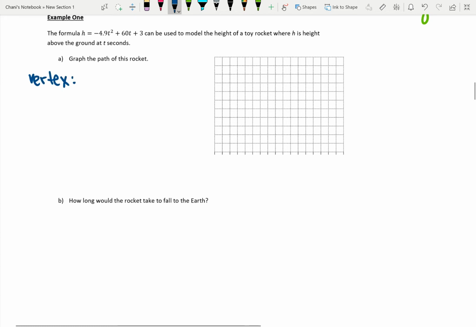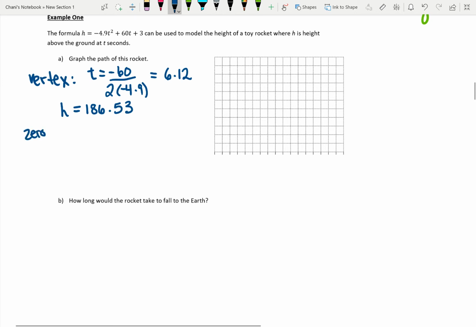So we take note that this equation is in standard form. So to find the x value of the vertex, or in this case, the t value, we do negative b, so negative 60 divided by 2a. 2 times negative 4.9. And if you put that into your calculator, you get 6.12. So that means after 6.12 seconds, this max height will occur. Then to find the height, you put 6.12 into the equation, which in this case would give you 186.53. So that's our vertex.